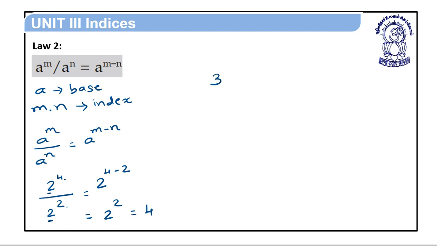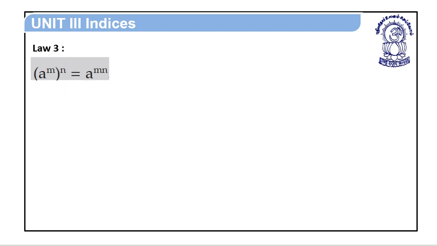Same way, 3 raised to 5 divided by 3 raised to 4. Here 5 and 4 are the indices, and 3, 3 base same. So 3 raised to 5 minus 4 is 3 raised to 1, which is equal to 3. So the answer is 3.